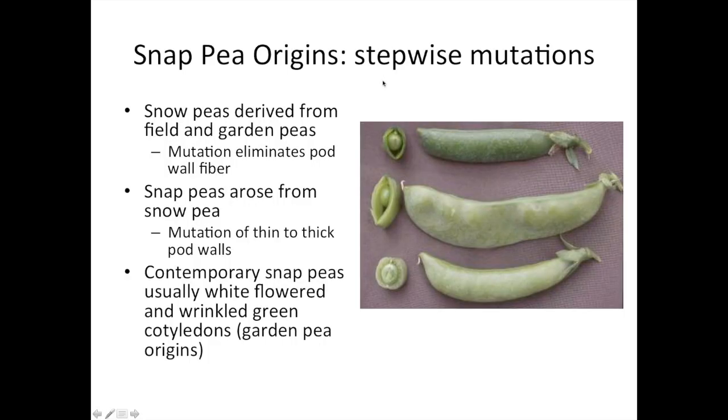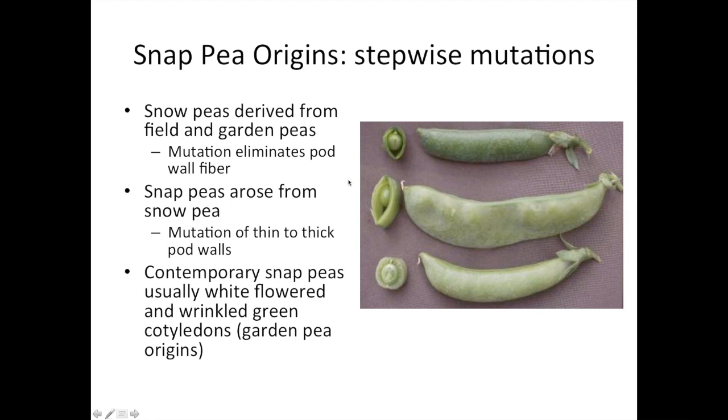So the edible podded peas were most likely derived through stepwise mutations in existing field peas and garden peas. Basically, people would find mutations that eliminated fiber in the pod and would preserve these types, and then that would become a snow pea. Dwarf Gray Sugar, for example, you may be familiar with that variety. That's one that comes from a field pea background, whereas something like Mammoth Melting Sugar probably comes out of a garden pea background.